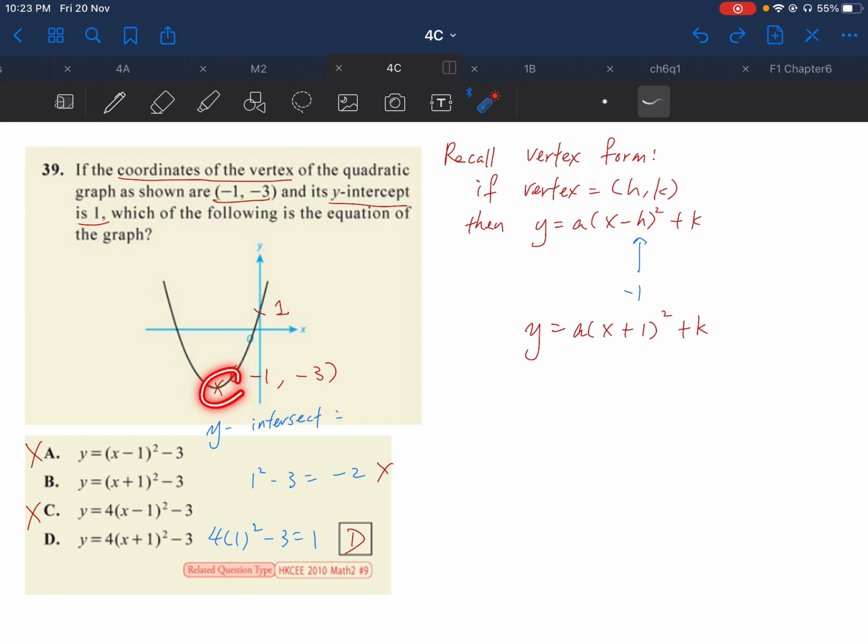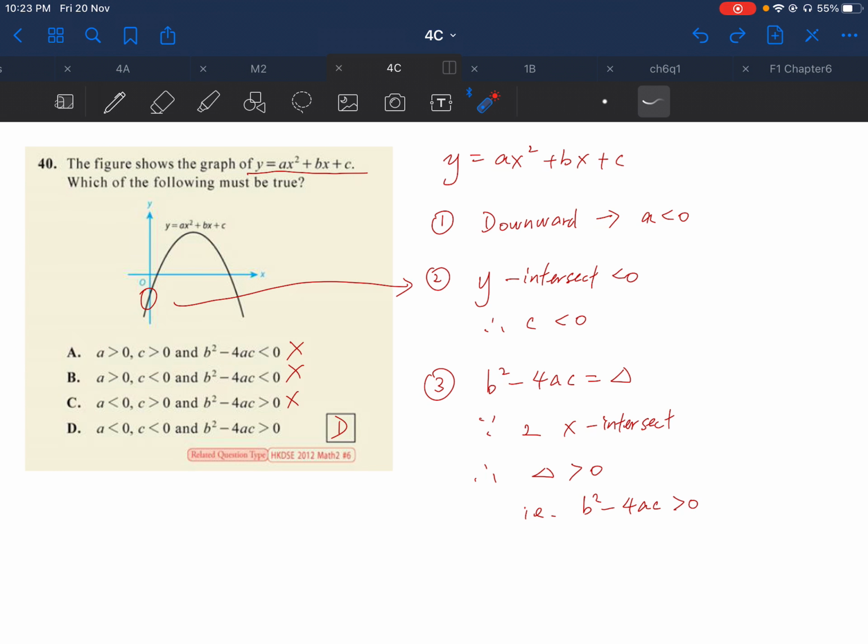Now we have used this information. Let's check the y-intercept. A quick calculation for B: the y-intercept would be just the constant term, subtract 3, and then it's -2, so it's wrong. But for D it worked out, it's 1. So the answer is D.